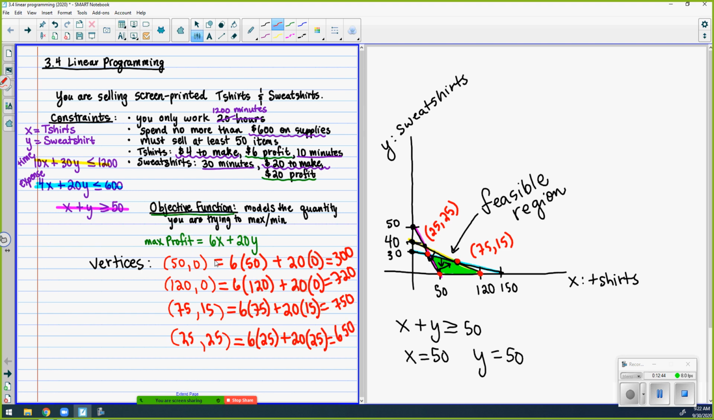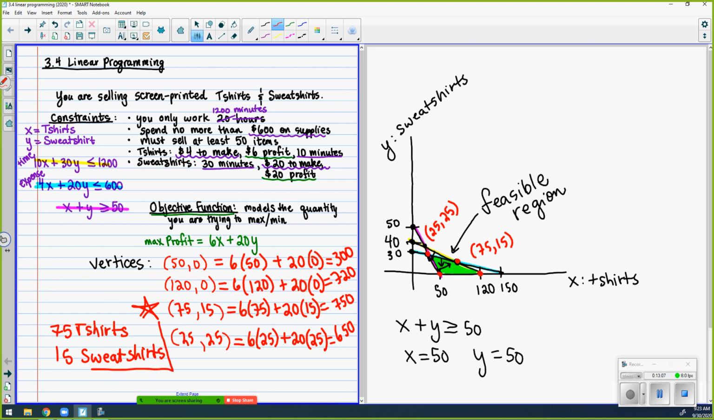Okay. So remember, what we're trying to do is maximize our profit. Which of these vertices gives us the maximum profit? 75, 15. So if I sell 75 t-shirts and 15 sweatshirts, I will maximize my profit while staying within my constraints.